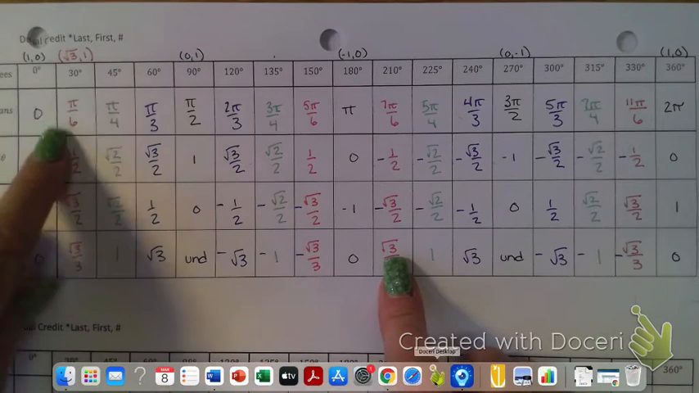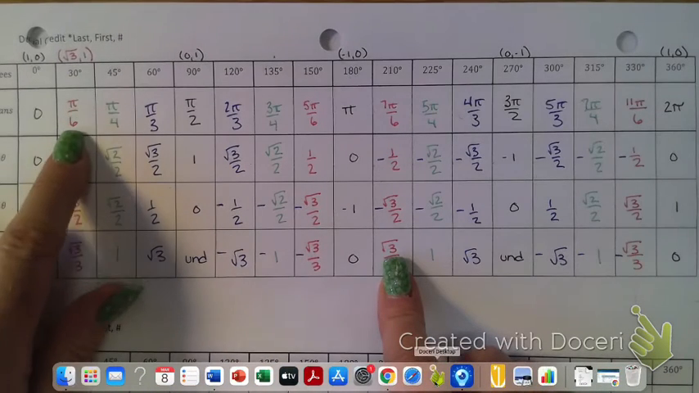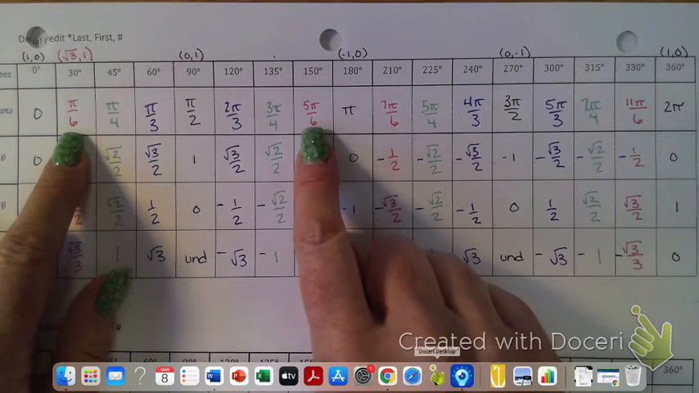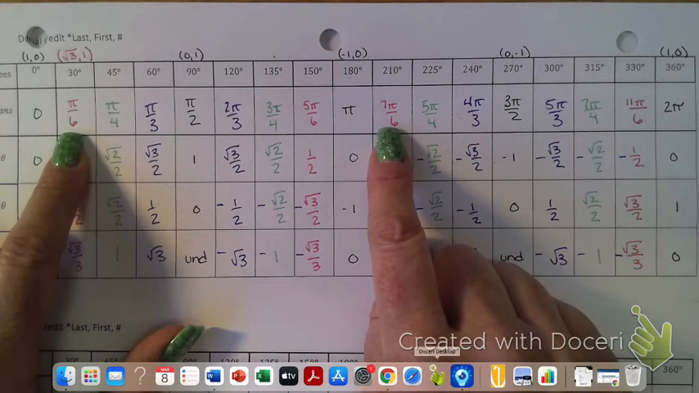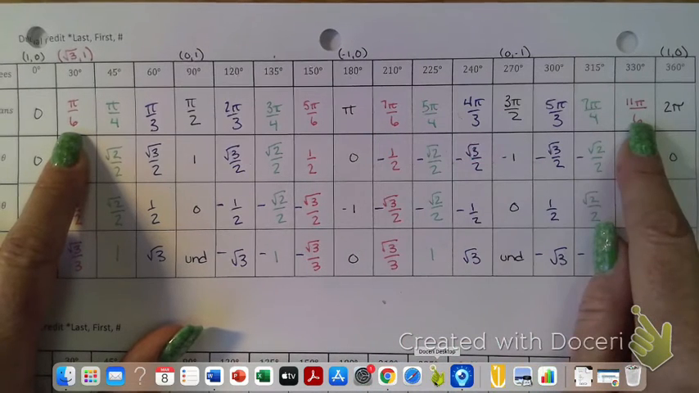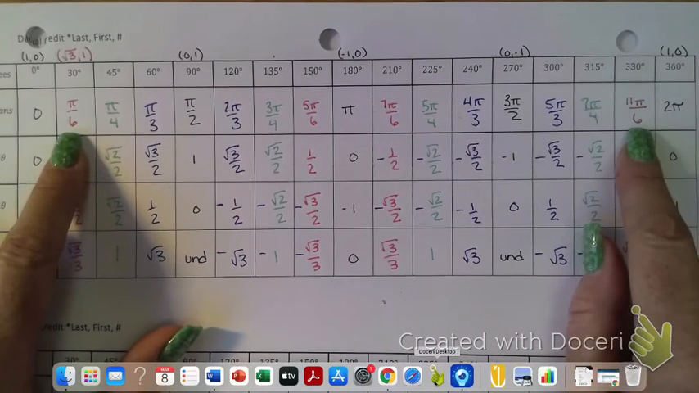Then I did 30, so that's pi over 6, because 30 goes into 180 how many times? 6. Then over here, 150 is 1 less than a whole pi, so it's 5 pi over 6. 210 is 1 more than a whole pi, so 7 pi over 6. And then 330 is 1 less than 2, so 11 pi over 6.